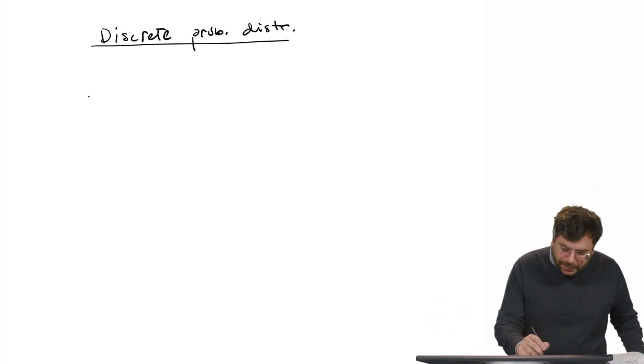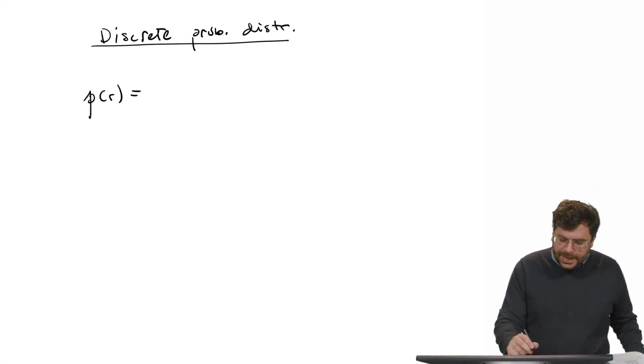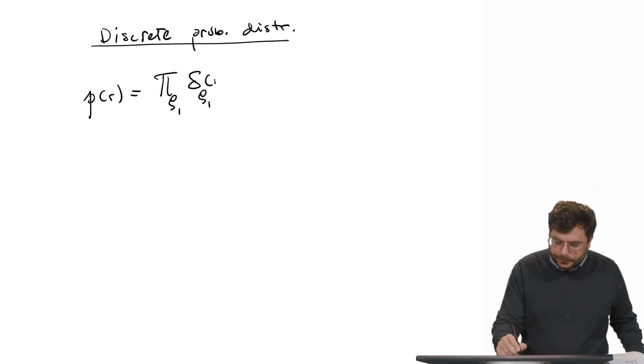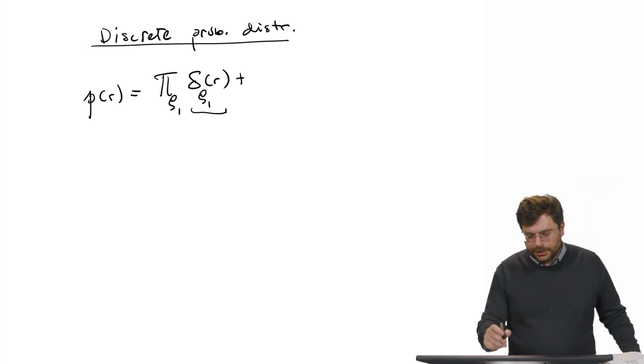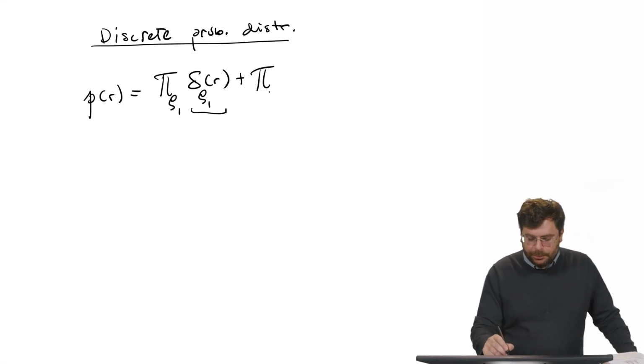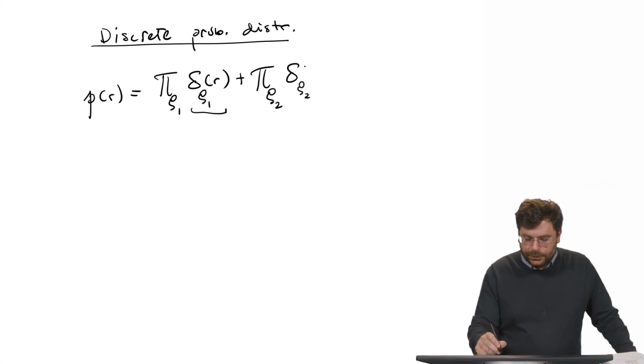So one way to write discrete probability distributions is as P of R, and we're going to rewrite P of R as, for example, the probability of getting outcome 1, pi of rho 1, multiplied by a delta function, which I'll describe shortly. This basically is a spike at the value of R equal to rho 1. Then there could be a second outcome, pi of rho 2, delta function sub rho 2 of R, and so on and so forth.